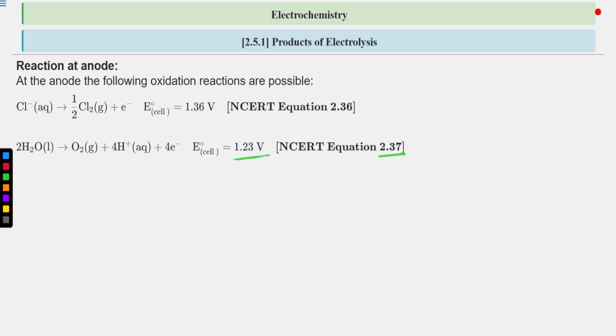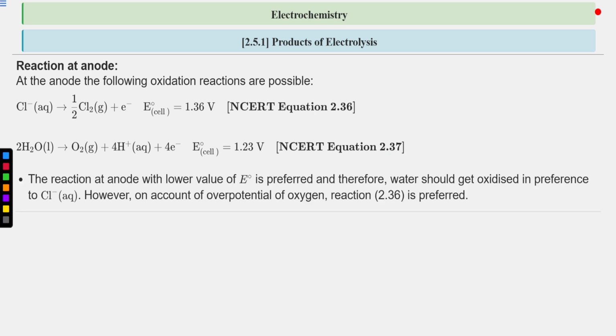So these are the two reactions which can happen at the anode. Now, the reaction at the anode with the lower value of E0 is preferred. So the opposite will happen. At the anode, oxidation happens, so whichever reaction has the lesser E0 value will be preferred, and therefore water should get oxidized in preference to chlorine, because it has the lesser E0 value. However, on account of the overpotential of oxygen, the reaction 2.36 is preferred. That's why we prefer this reaction with 1.36.